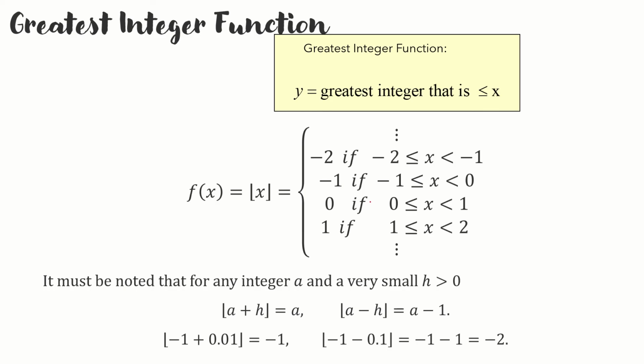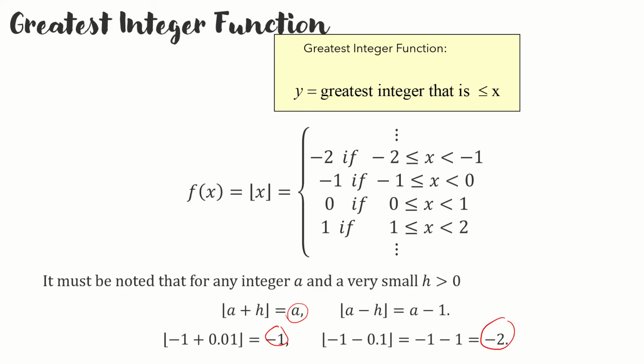Minus 1 plus 0.01, so we will be in this interval, you see. Sorry, if you take a plus h, that will give you the greatest integer, so it will give you minus 1. And if you have minus 1 minus 0.1, in that case we'll be taking what? It's minus 2, right?